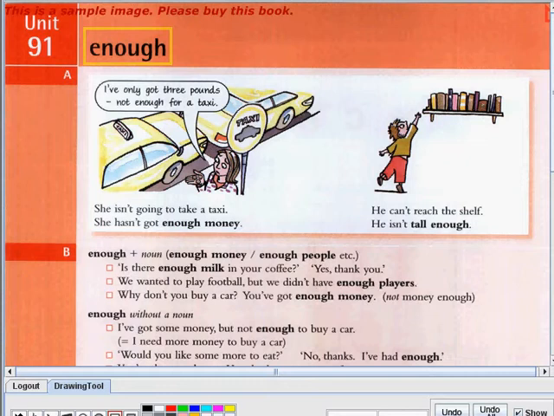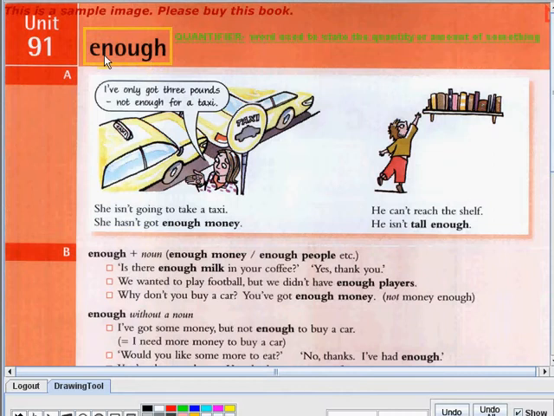For today, we will deal with a new topic, and it's under Unit 91. We will discuss the word enough. So what do you think about this word? For today, we will learn how this word is important in learning English grammar. So, what are we waiting for? Let's now begin.